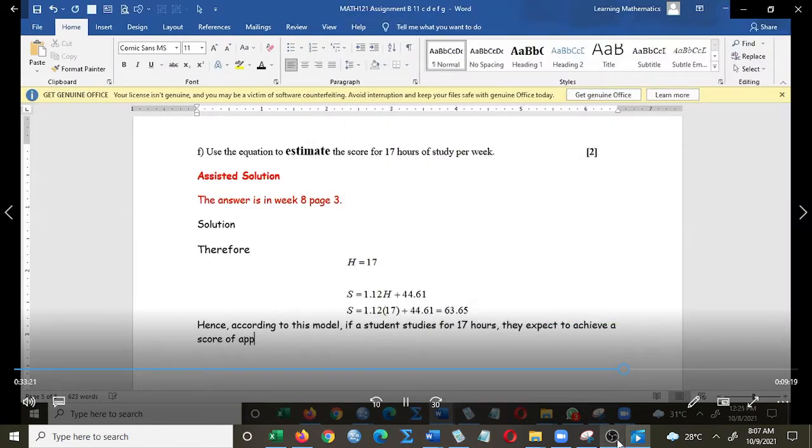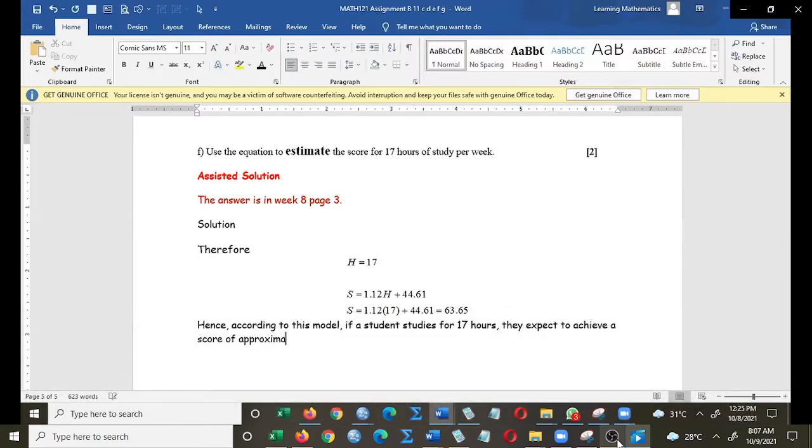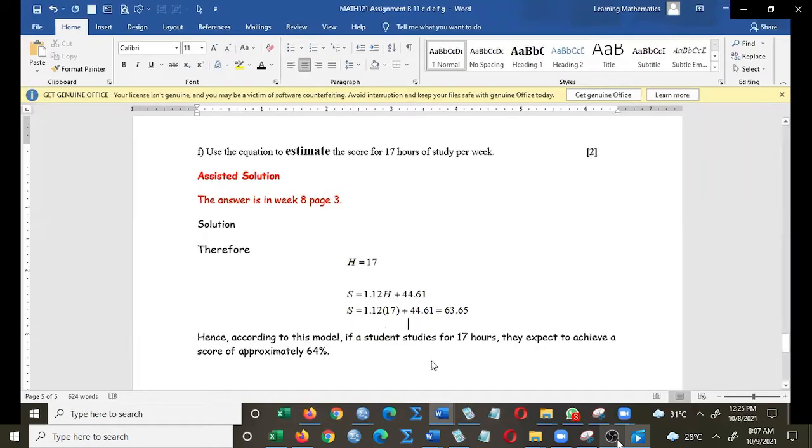Approximately, because when you are coming to final conclusions, you have to speak in terms of approximately 64%. When you are making your final deductions and conclusions, you have to say 63.65. You have to be so specific because it's all approximation. So let's go to part G now.